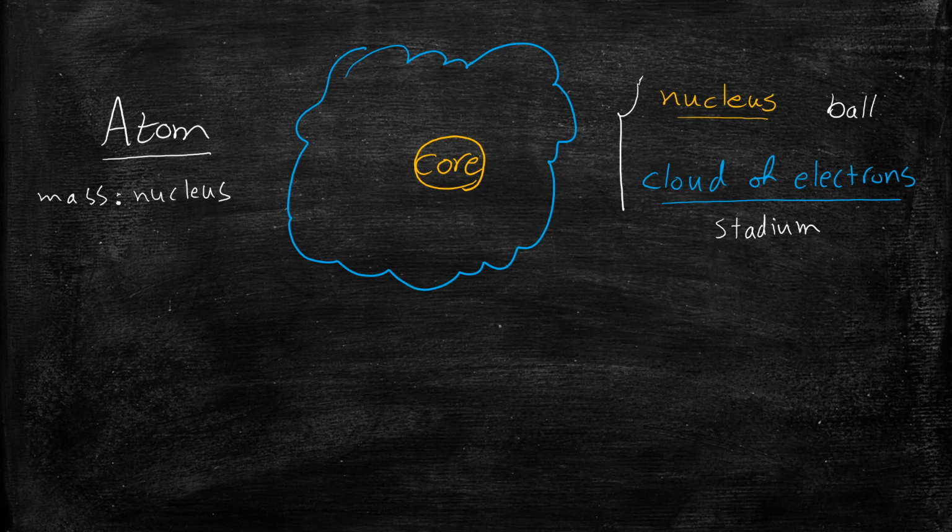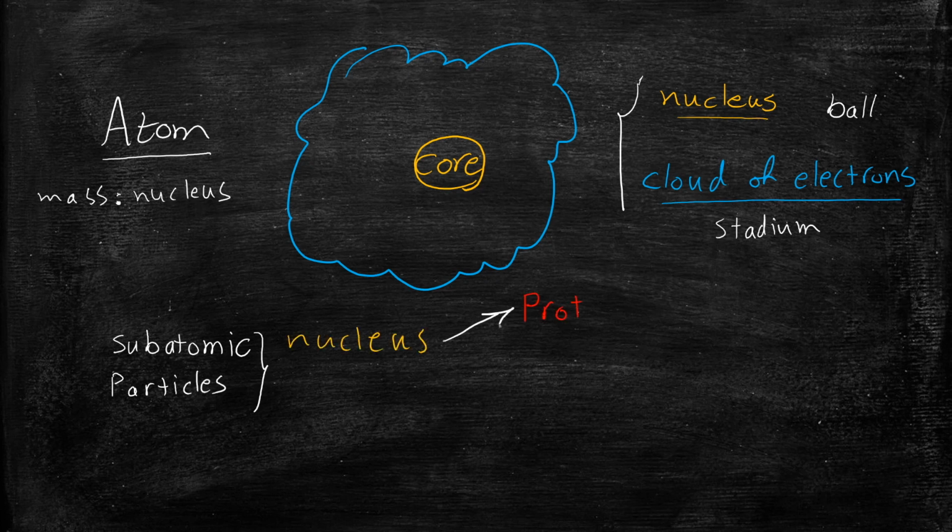Now let's take an even deeper look at these subparts of the atom. We're going to introduce subatomic particles. The nucleus is made up of protons and neutrons. Protons and neutrons have almost the same mass, and together they contribute mainly to the mass of an atom. The other subatomic particle that can be found in any atom is the electron. Electrons are dispersed in this cloud around the core.